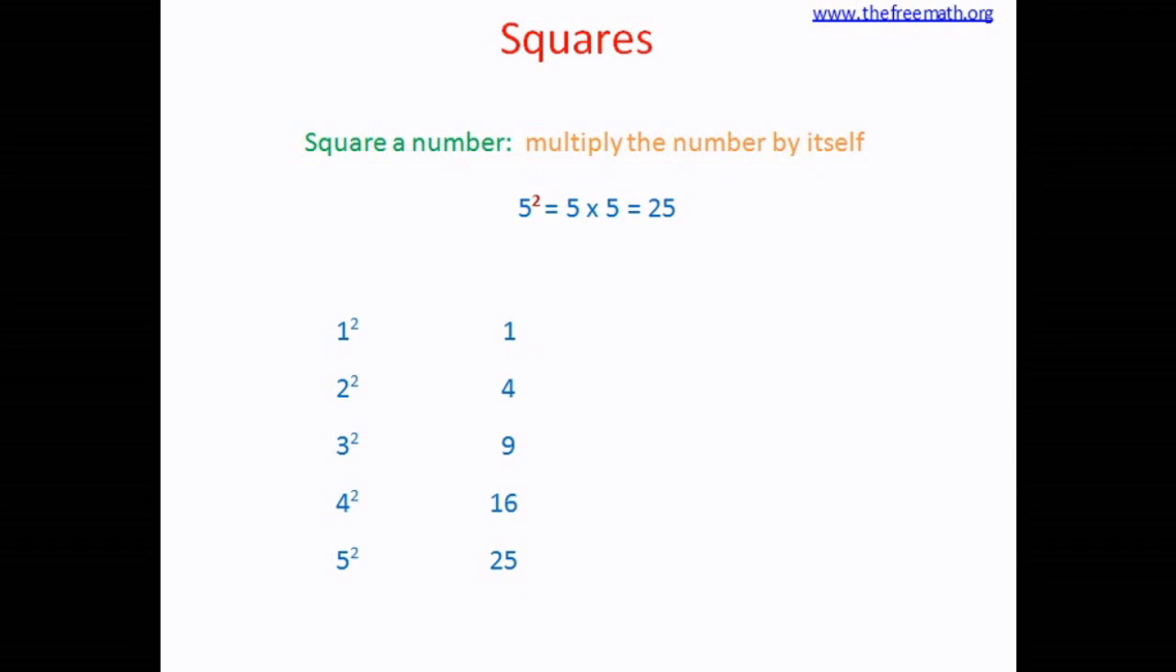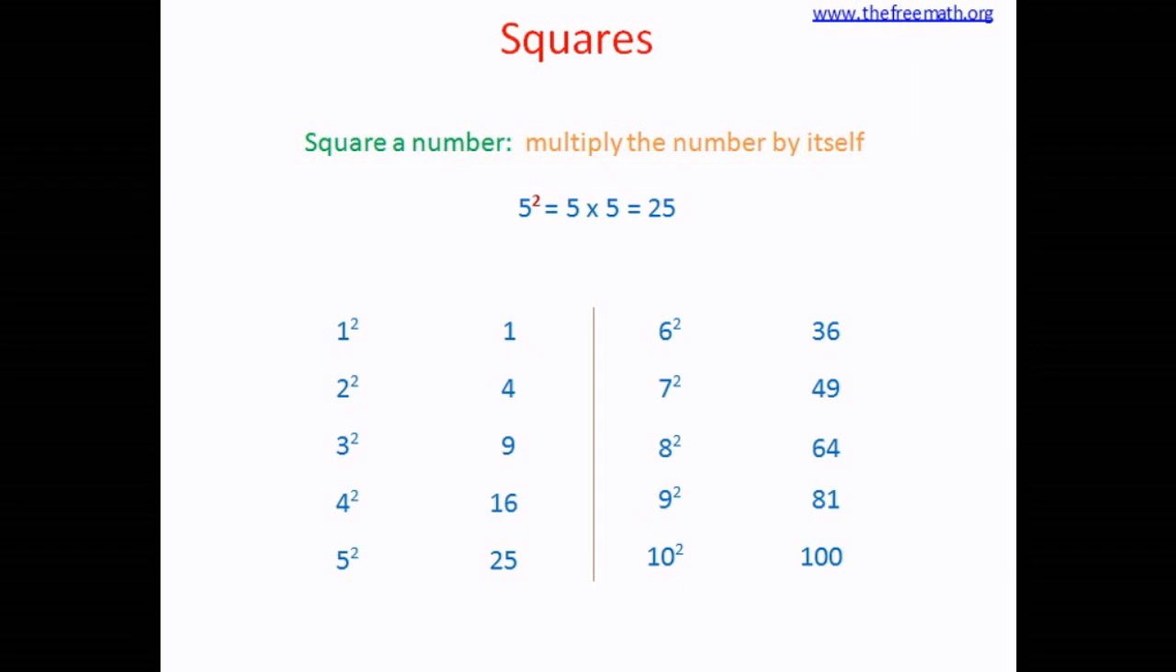1 squared equals 1. 2 squared equals 2 multiplied by 2 equals 4. 3 squared equals 9. 4 squared equals 16. 5 5s are 25. 6 6s are 36. 7 7s are 49. 8 8s are 64. 9 9s are 81. And 10 10s are 100. That means 10 squared equals 100.